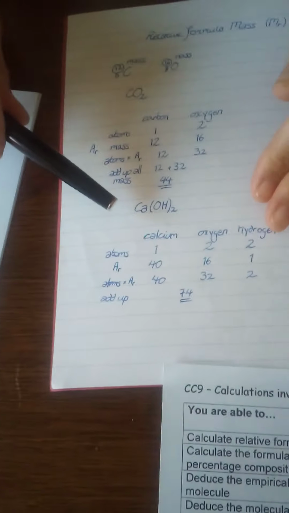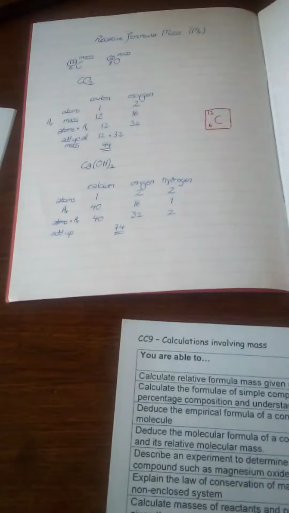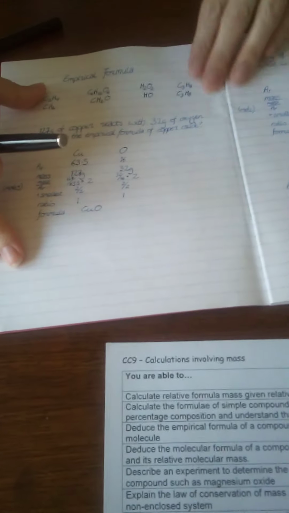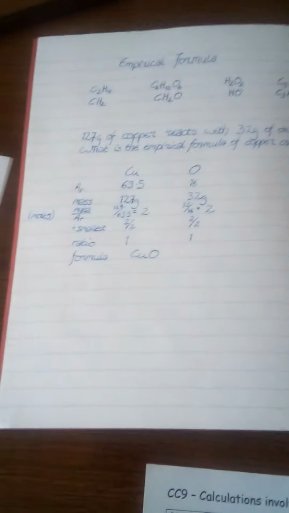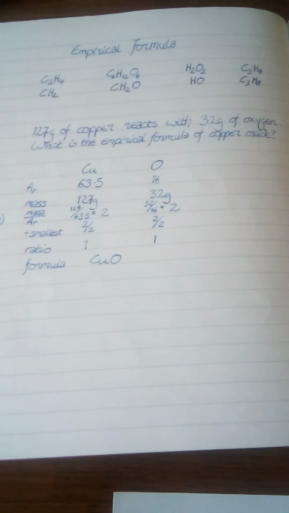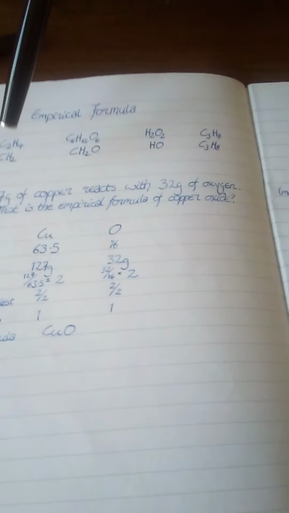So well done. Okay, calculate the formula of simple compounds from reacting masses, the empirical formula. You read it in your head. Empirical formula, that's the smallest formula that makes sense. So you are given numbers. And you can highlight these, you can underline them.